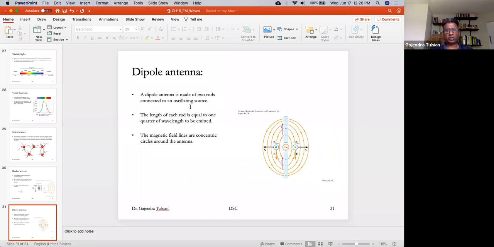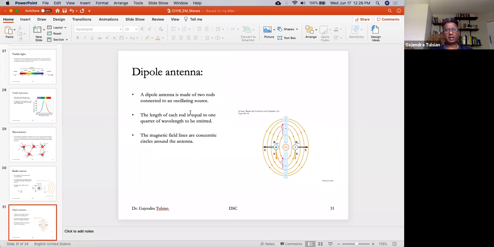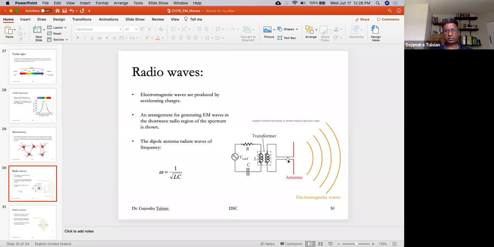A dipole antenna is made of 2 rods. So this is the dipole antenna. The length of each rod is equal to 1/4 the wavelength of the emitted frequency. For FM radio, where the frequency is about 100 megahertz, the wavelength is about 3 meters, so 1/4 of that. Each of these rods for FM radio is about 75 centimeters long.